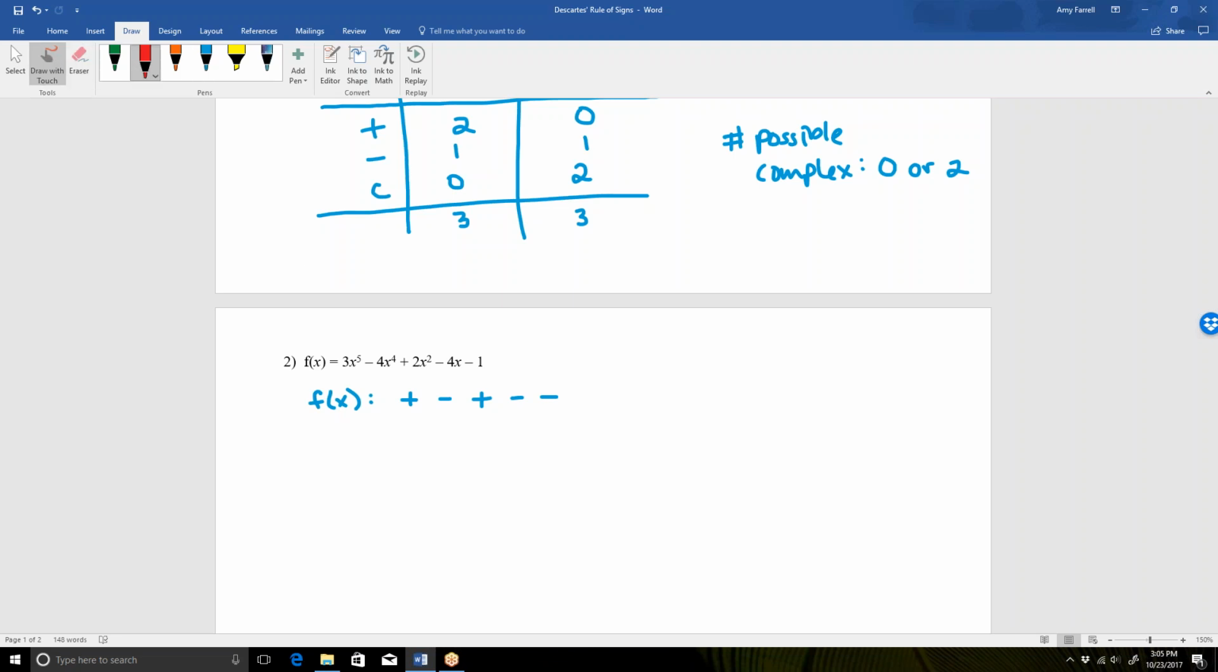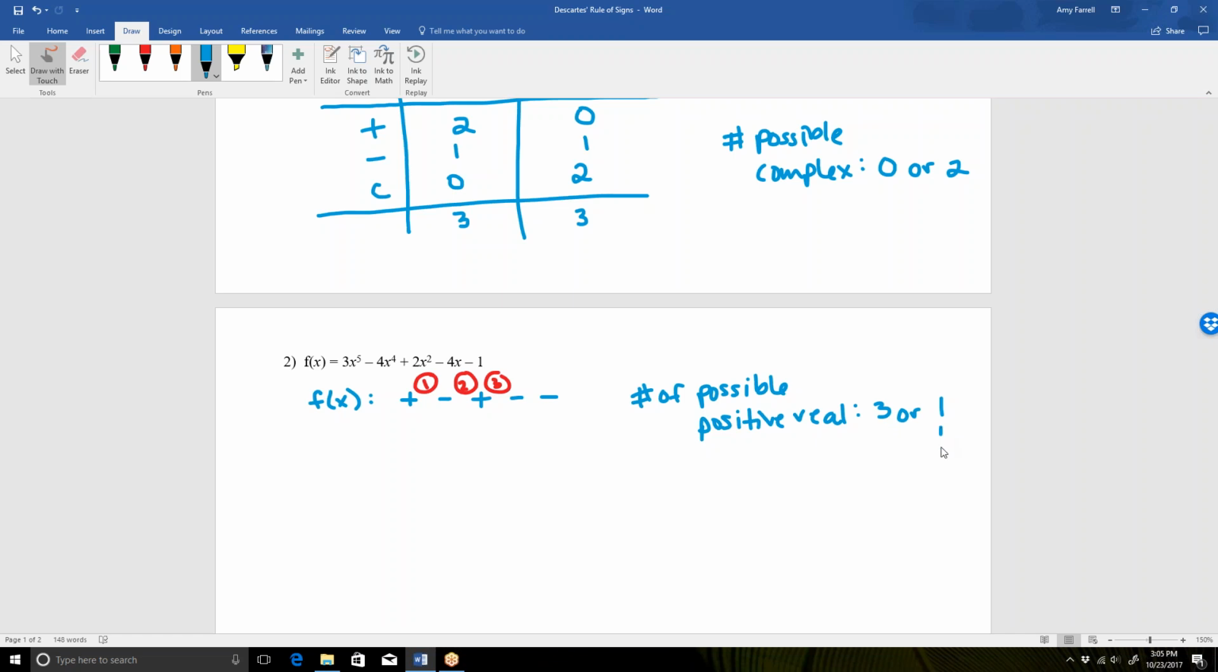I'm looking for the number of sign variations. I've got positive to negative, that's 1. Negative to positive, that's 2. Positive to negative, that's 3. Negative to negative, no sign change there. So because I have 3 variations of sign, the number of possible positive real zeros would be 3 or 1.